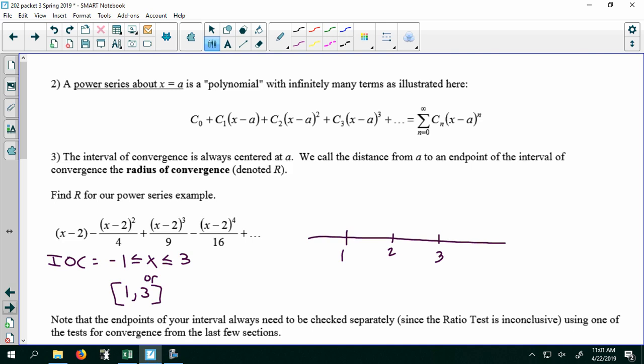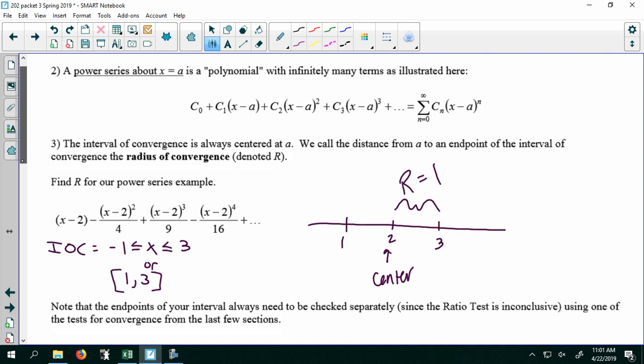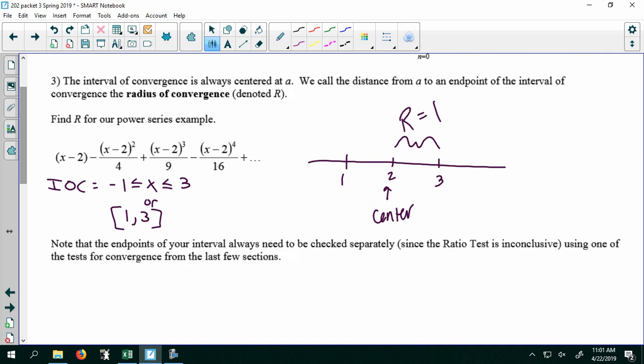The distance from the center to an endpoint is the radius of convergence. So this is your radius of convergence. In our case, it's 1. So 2 is the center. Radius is 1. So that's it. Just keep in mind that the endpoints of your interval always need to be checked separately. The ratio test is inconclusive when that limit equals 1. So you have to test the endpoints on their own using tools from the past few sections.